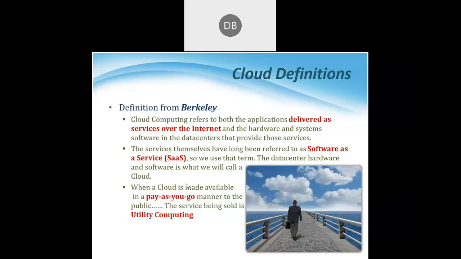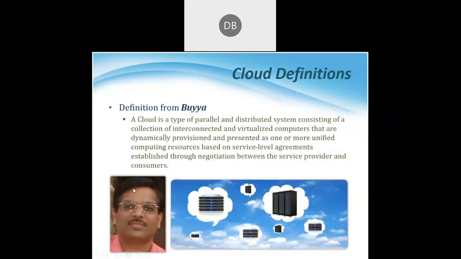Then Berkeley University has also defined cloud computing as referring to both the applications delivered as services over the internet. So it is nothing but the various applications which are delivered as a service over the internet. For example, Gmail. Whenever we use a Google document, that is nothing but cloud computing. It is an application which is delivered as a service over the internet. You can upload the data using Google Doc. So Google Doc is an application which is delivering the service of storing the data for the user over the internet, and hardware and system software in the data center that provide those services.